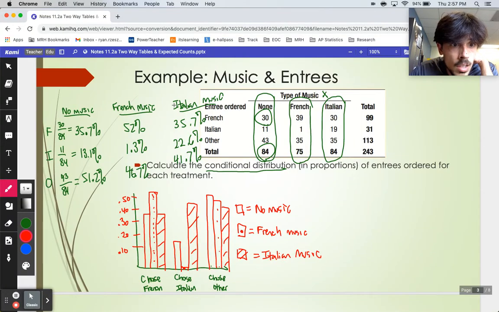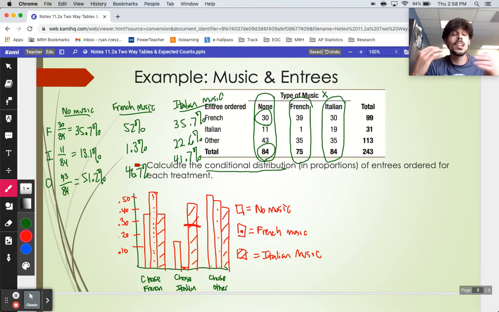Chose Italian when you actually are listening. Oh, conditional distributions. Chose Italian and then listening to Italian music. Yeah, I've got this bar going too high. So this should have been like, I don't know, here-ish instead. Same principle still stands. So I could talk about this.